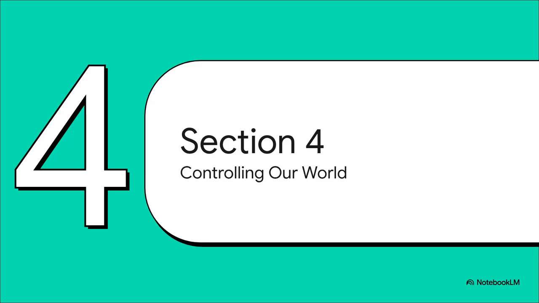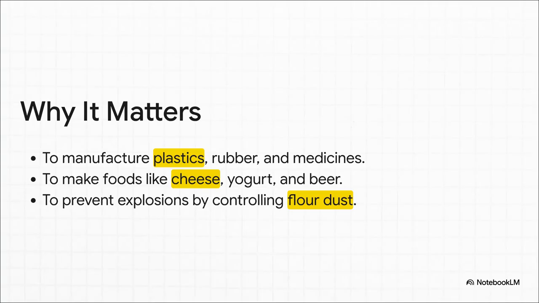So, let's zoom out. What's the big picture here? Why does all this matter? Well, understanding these 5 factors isn't just for chemists in a lab. It's literally the foundation of our entire modern world. Just think about it for a second. We use these principles to make everything from plastics and rubber to life-saving medicines. We use them in our food to make cheese and beer. We even use this knowledge to keep ourselves safe, like managing dust in flour mills to prevent deadly explosions. We are constantly, and I mean constantly, manipulating reaction rates every single day.